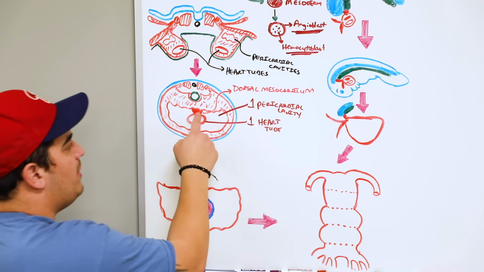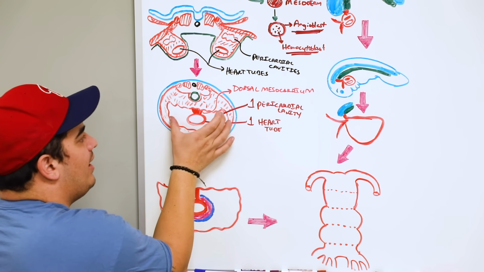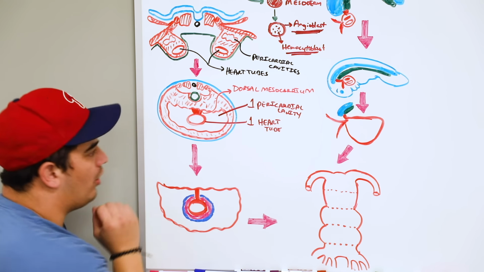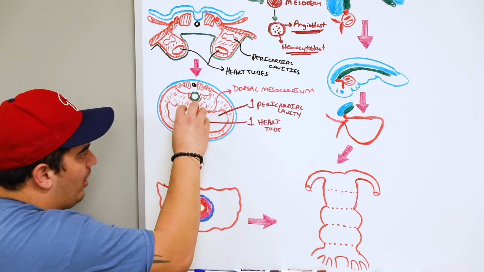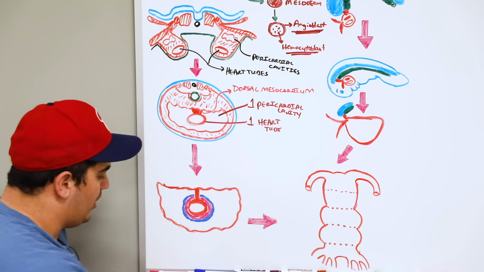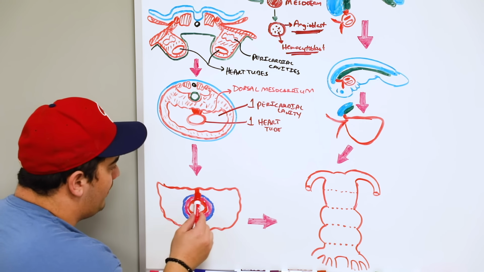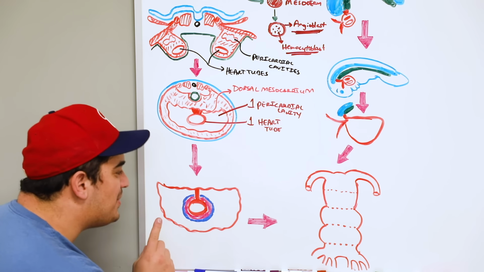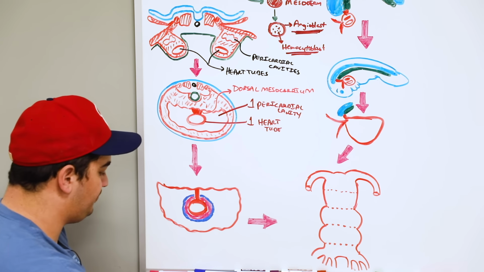Okay, so we have our dorsal mesocardium, which is connecting the pericardial cavity to the heart tube. Let's now zoom in on the heart tube a little bit. So let's just focus on the pericardial cavity and the heart tube. Again, here's the pericardial cavity, here's your dorsal mesocardium. When you look at the heart tube, it's actually made up of a couple layers.